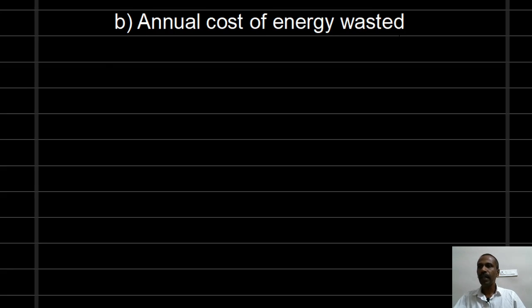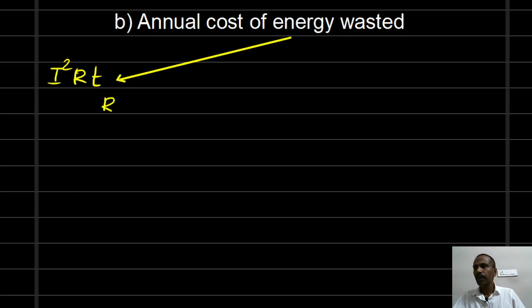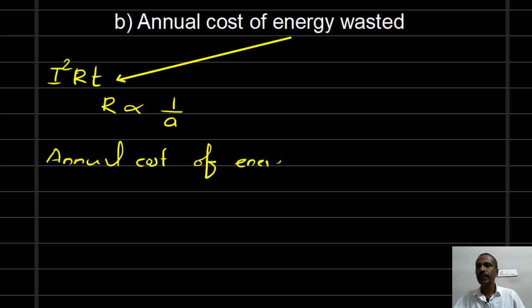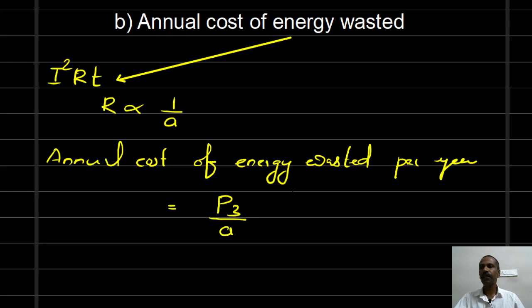Now we will see the annual cost of energy wasted. The energy wasted in the transmission line is I square RT. As you know, the resistance is inversely proportional to area of cross section of the conductor. So the annual cost of energy wasted in the line is equal to P3 divided by A. A is the area of cross section and P3 is a constant. Because energy wasted is inversely proportional to the area of cross section of the conductor.